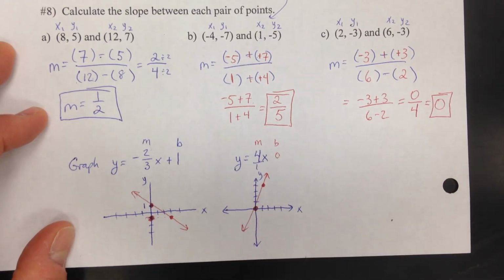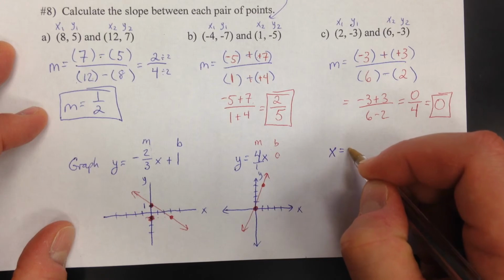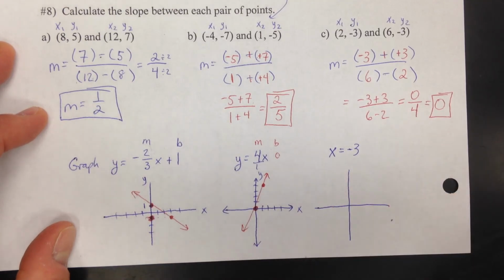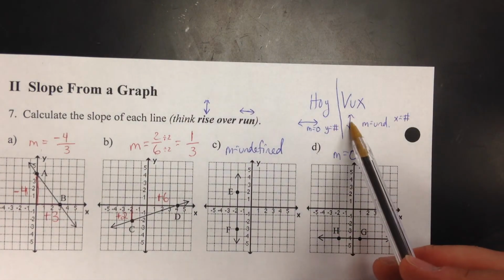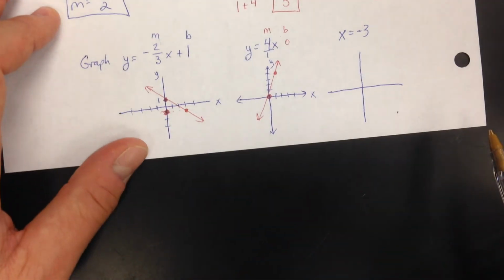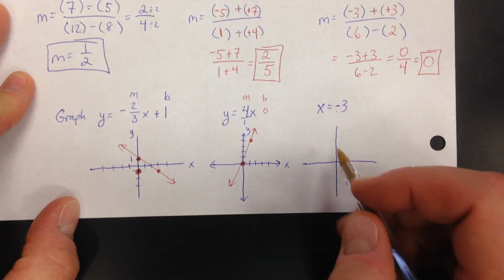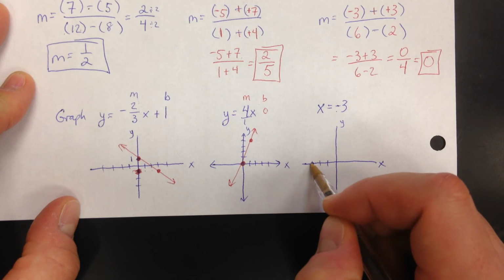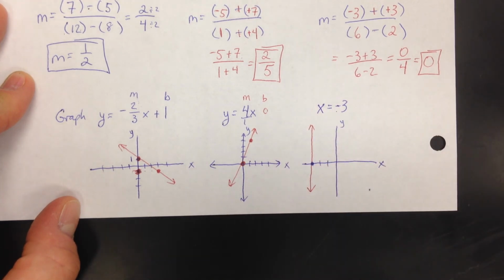And the last example I'll give you here, what if we had an equation like x equals negative 3? Now that's a vux. If we go back up to the top here, vux is a vertical line where the slope is undefined. The equation's x equals a number. All right, so for that, it's a vertical line when x is equal to negative 3. So what I would do, here's the x-axis. I would go to negative 3, which is right here, and I would draw a vertical line. So there's x equals negative 3.